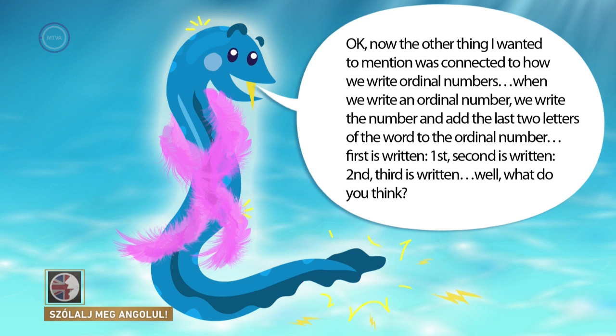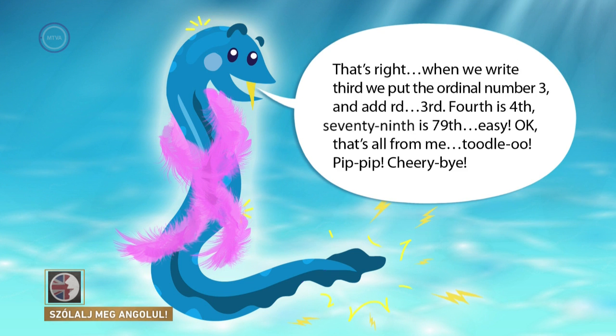Okay, now the other thing I wanted to mention was connected to how we write ordinal numbers. When we write an ordinal number, we write the number and add the last two letters of the word to the ordinal number. First is written 1st. Second is written 2nd. Third is written, well, what do you think? That's right. When we write third, we put the number 3 and then add RD, 3rd. Fourth is 4th. 79th is 79th. Easy. Okay, that's all from me.